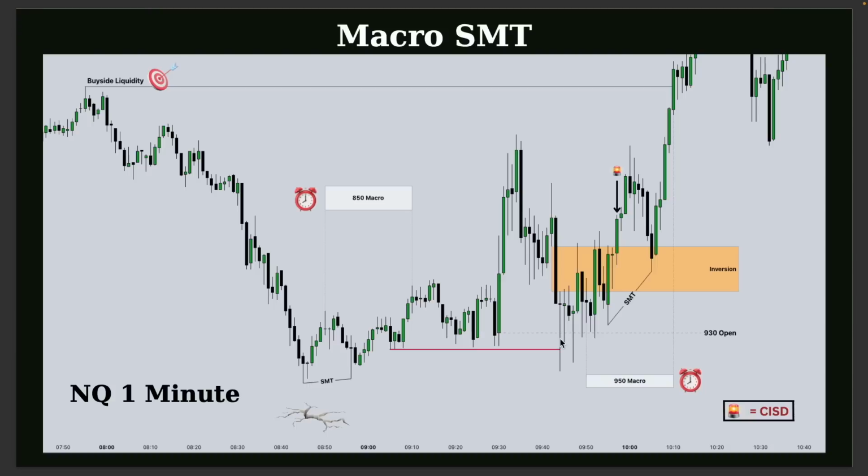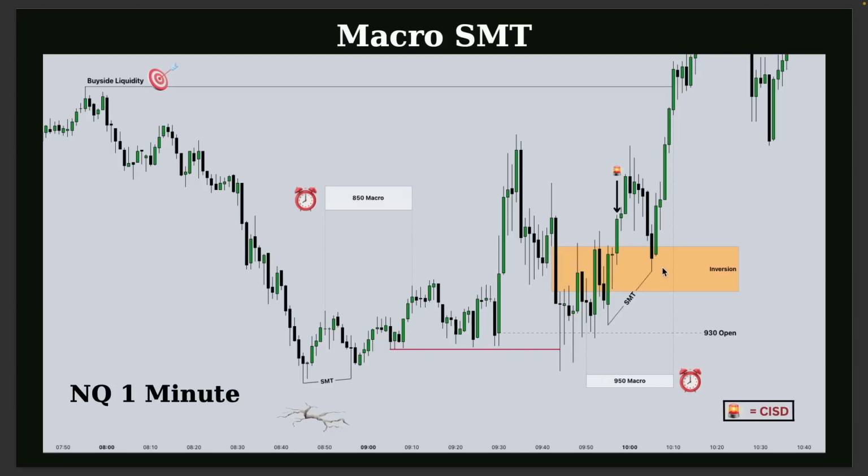We drop back down, right? 930 open, push higher, come back down to these relative equal lows. But the SMT lows, do they get swept? No. That's what you want to see if you're looking for higher prices, okay? We come down to purge these relative equal lows. During the macro, what occurs?